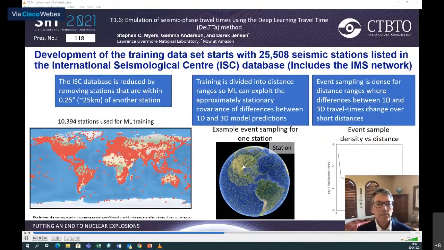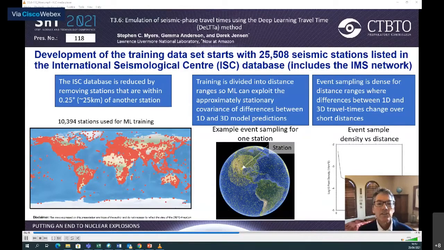In order to develop universal prediction capability, we develop a training set that starts with over 25,000 stations listed in the International Seismological Center database. The ISC database is reduced by removing stations that are within about 1/4 degree or 25 kilometers of one another. That results in over 10,000 stations being used for training, and the map in the lower left shows that the station coverage is still very good.